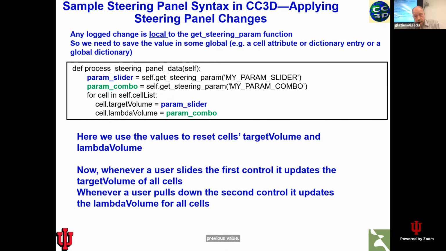Once you've read those new values, you have to use them because they're not persistent coming out of the function. So in this case, we're reading the value of the new target volume for the cells, the new lambda volume for the cells. We're iterating over all the cells in the cell list, and we're updating cell.target volume based on the new value of the myParameter slider widget. And we're updating the cell.lambda volume based on the new value of the pull-down myParameter combo widget.